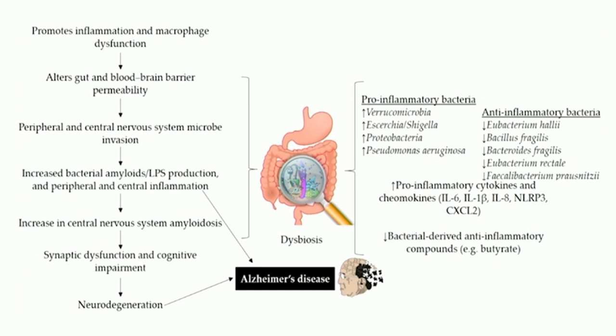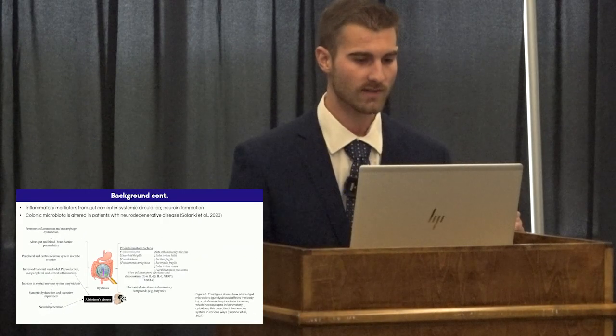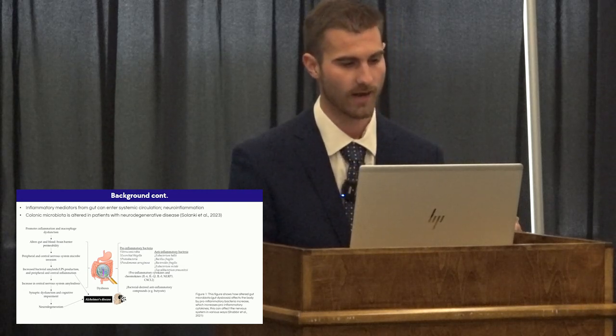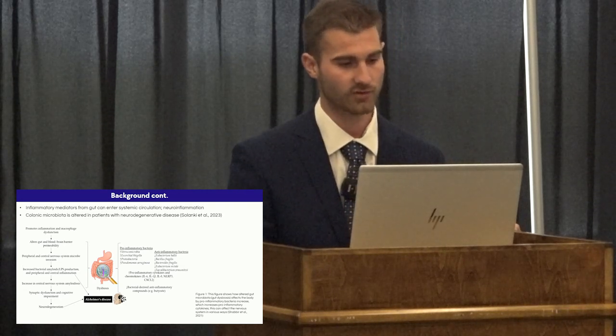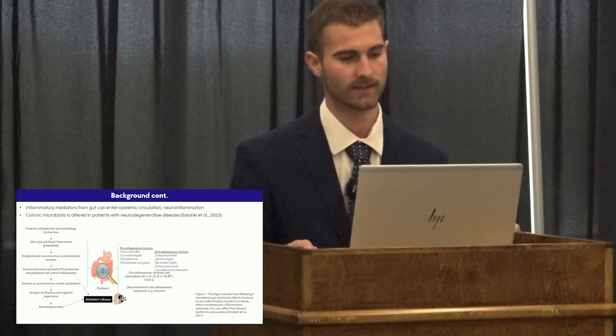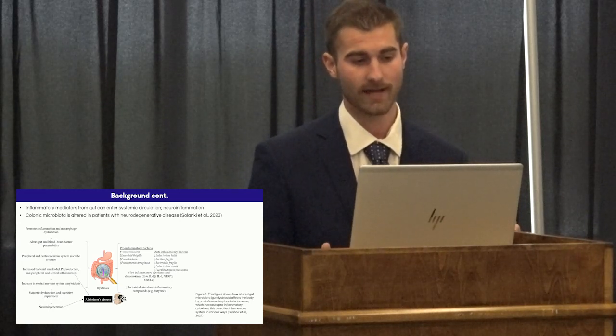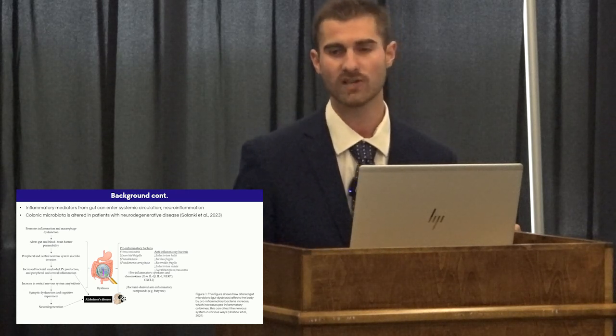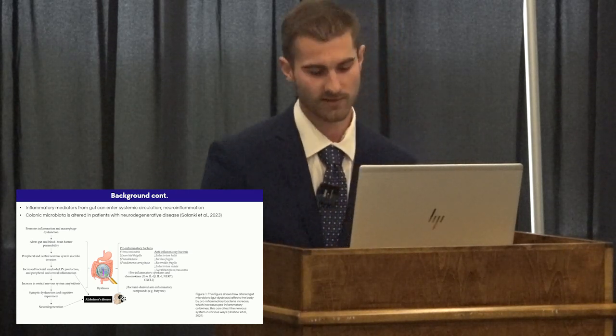And if you have inflammation in the gut, and this is chronic inflammation, there's a chance that this can enter your bloodstream and go to the brain, causing neuroinflammation, which is seen to lead to neurodegenerative disease, like Alzheimer's disease. And so that's why you've got the arrows here showing to Alzheimer's disease, because you have increased bacterial amyloids and lipopolysaccharide production, and you've got that inflammation that's now traveling. And it's seen that colonic microbiota is actually different in patients with Alzheimer's disease than other patients. So there is a substantial difference there.